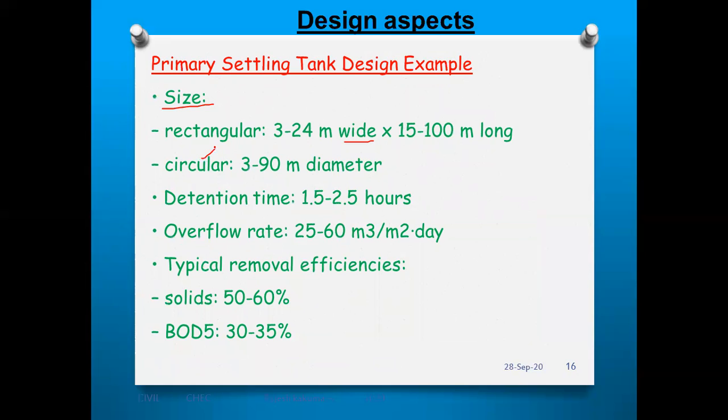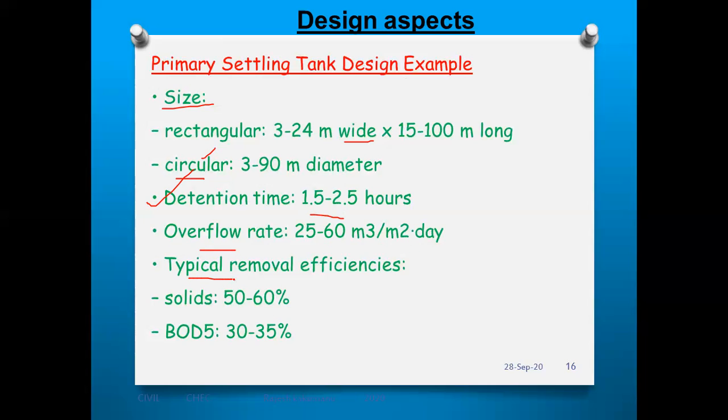Circular, 3 to 90 meters diameter. If you are having some sort of circular design of this wastewater collecting tank or sedimentation tank, it may be in a rectangular or it may be in a circular shape of 3 to 90 meters diameter. Then what is the detention time? The detention time means 1.5 to 2.5 hours. What is the overflow rate? The overflow rate is 20 to 60 meter cube per meter square per day.